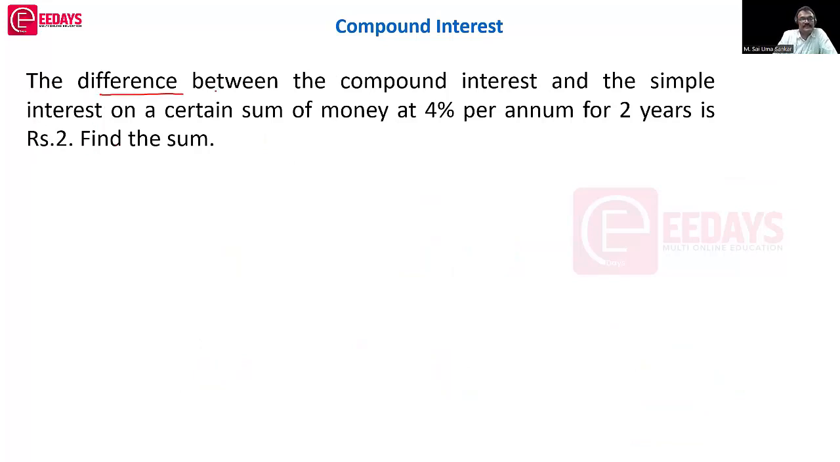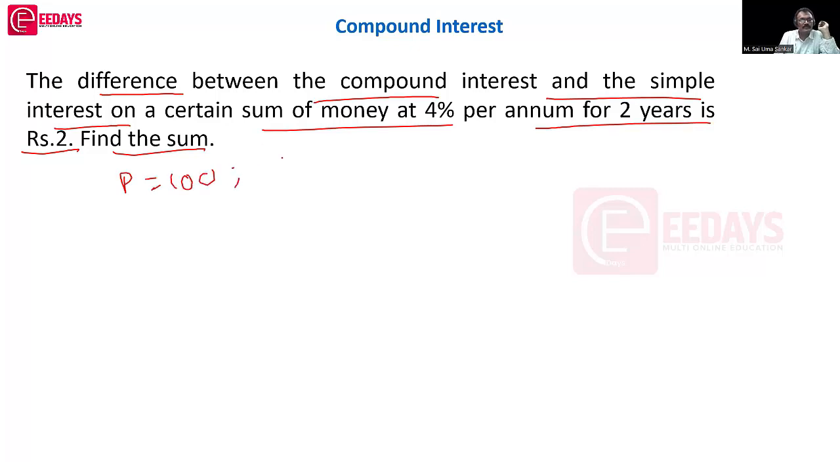Next, the difference between the compound interest and the simple interest on a certain sum of money at 4% per annum for 2 years is 2, and find the sum. మనకి ఇంట్రెస్ట్ తెలియదు, మనకి ఏం చేద్దామంటే, let us take principal is equal to 100 అనుకుందాం, rate of interest equal to 4% and time span is equal to 2 years. Now simple interest and compound interest.